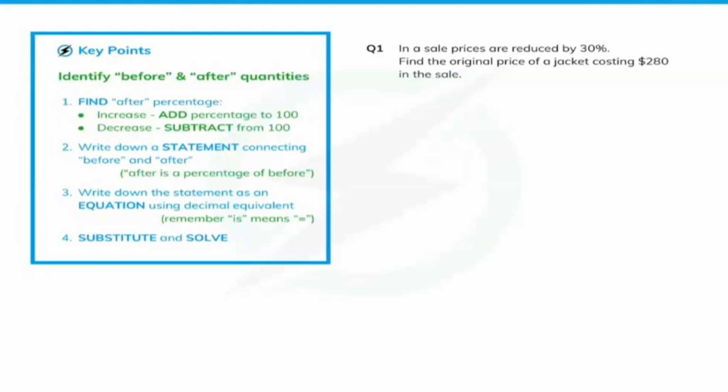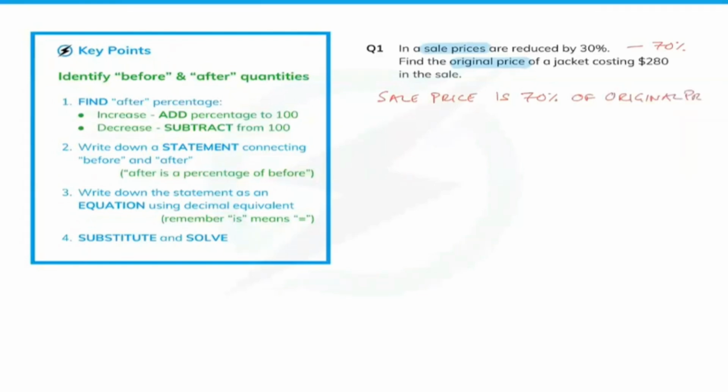So in a sale, prices are reduced by 30%. And so we have an after percentage here, don't we? Which is 70%. Before quantity is perhaps the original price, which is highlighted here. And the sale price is our after quantity. And so now we can write down our statement. The sale price is 70%, so that's a reduction of 30% of the original price.